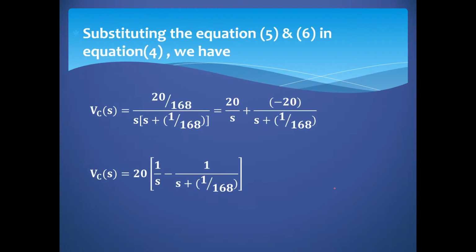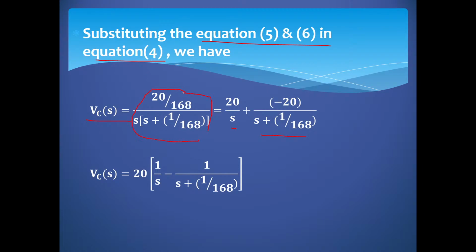I hope you might have completed. Now substitute A value and B value in the Vc of s equation. So Vc of s is equal to what? A is 20: 20 divided by s minus 20 by s plus 1 by 168. Don't get confused about why I have written this term.